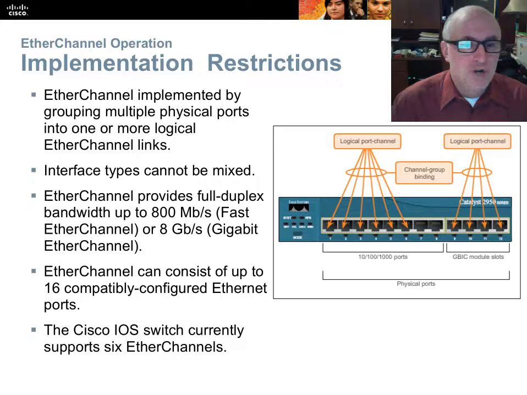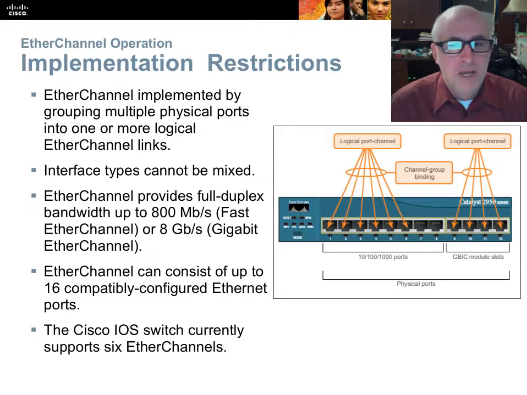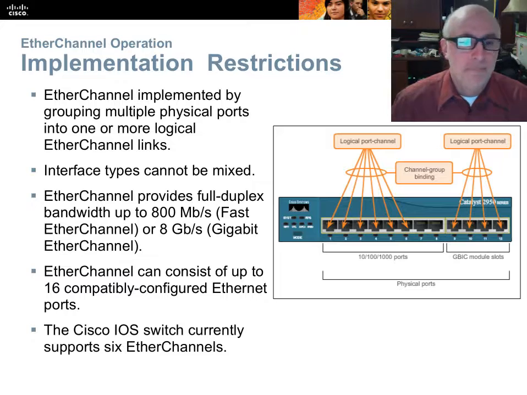EtherChannel can consist of up to 16 ports put into one channel group. And most switches will let you create a couple EtherChannels, sometimes up to 8 of them and sometimes more. It says here the Cisco IOS switch currently supports 6 EtherChannels. It really depends on the switch model. But for the exam, we'll go with 6 EtherChannels as a maximum on a physical switch.